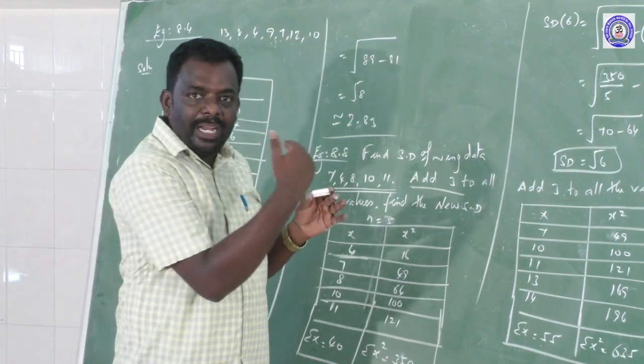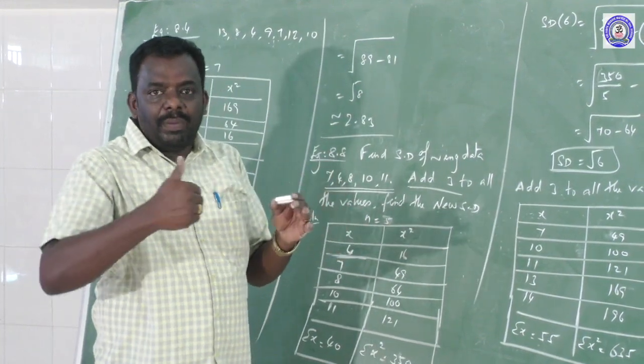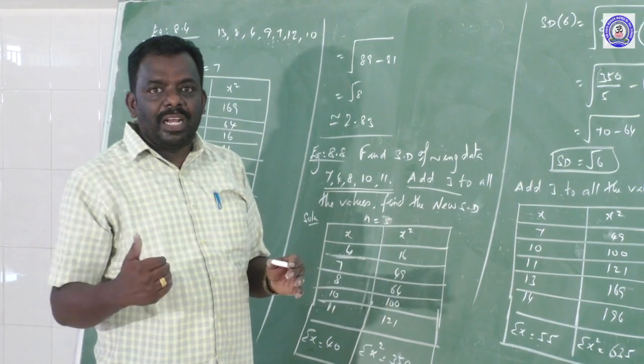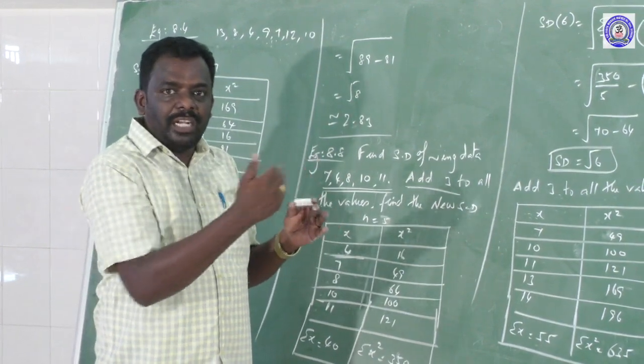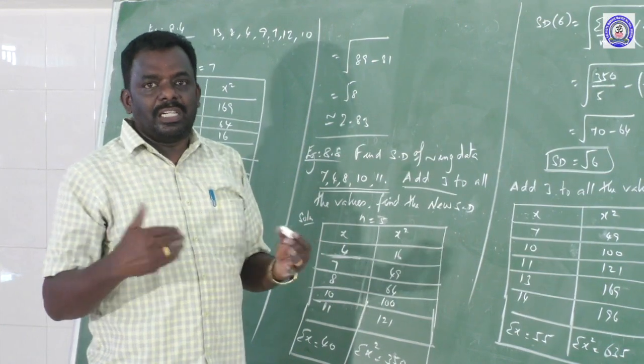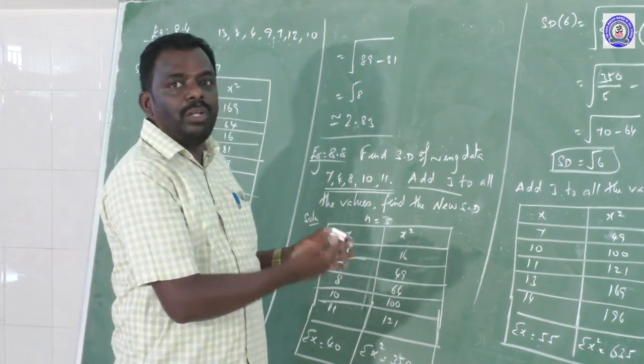If each number is divided by 3, then the standard deviation is finally divided by 3. If you multiply or divide, the standard deviation will change. If you increase, decrease, add or subtract, the standard deviation will not change. From this sum we have to control.